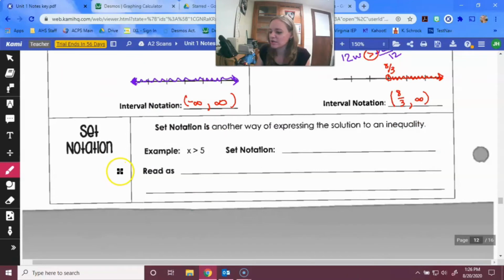Alright, set notation is another type of notation. To express the inequality, set notation always has these squiggly brackets. That's widely used across the math world. Set notation is your fancy brackets. You see it look like this: x, such that, with this bar, and we're going to write that down below here, such that x is greater than 5. And then we close with the back end of the fancy bracket. So I'm going to write out how we say this.